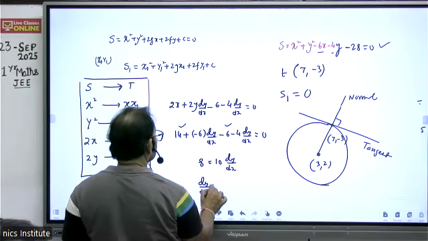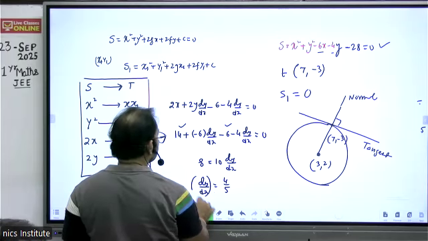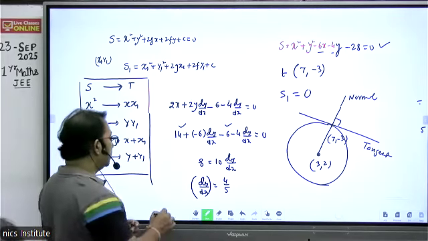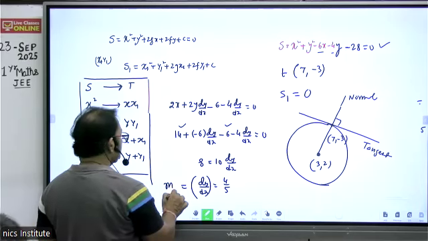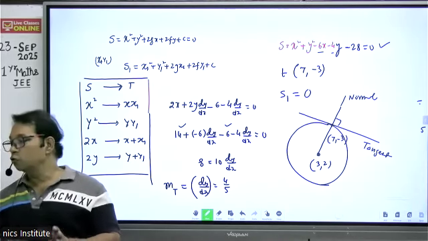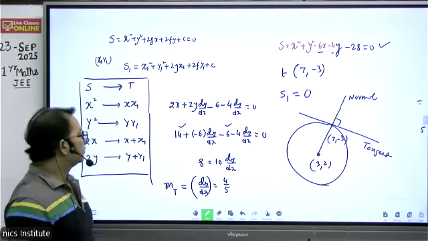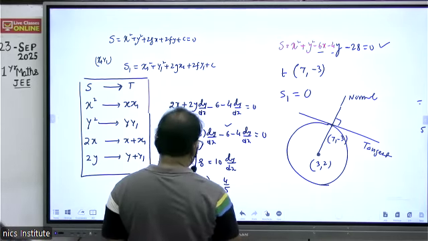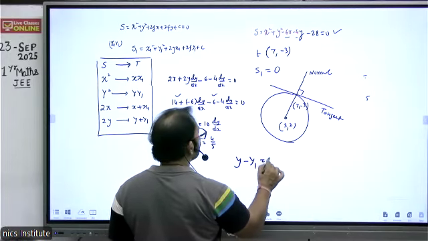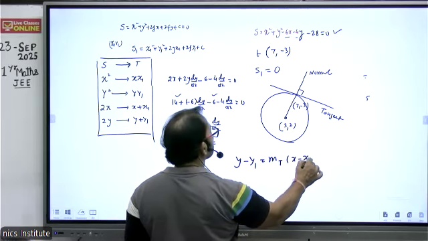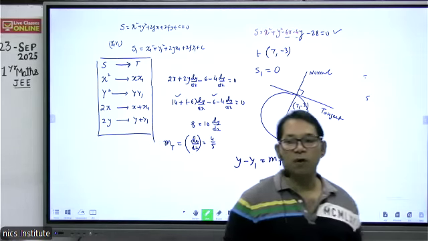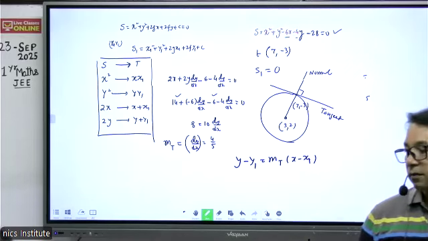What are you saying? Absolutely correct. This is nothing but the slope of the tangent. Whenever you differentiate a conic section and substitute the point, you get the slope of the tangent. Now use the one point form and get the equation of the tangent. What is the one point form? The one point form is y minus y1 equal to slope of the tangent times x minus x1. Use the one point form to get the equation of the tangent.